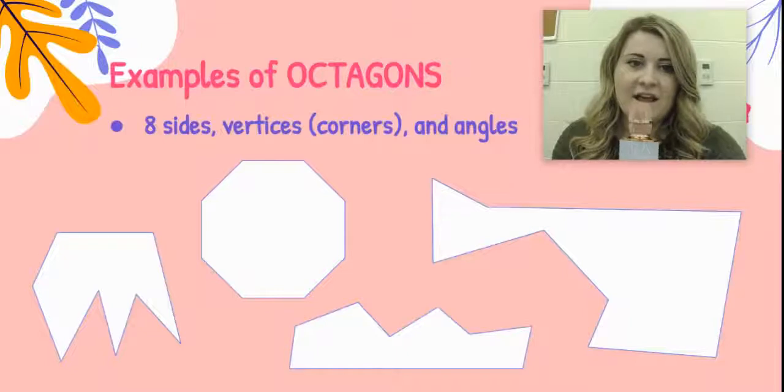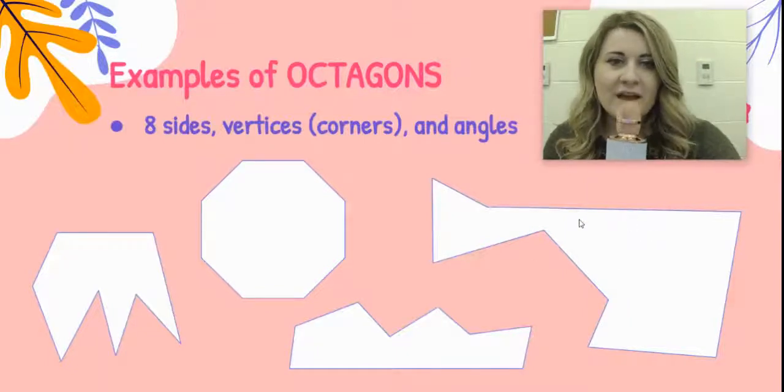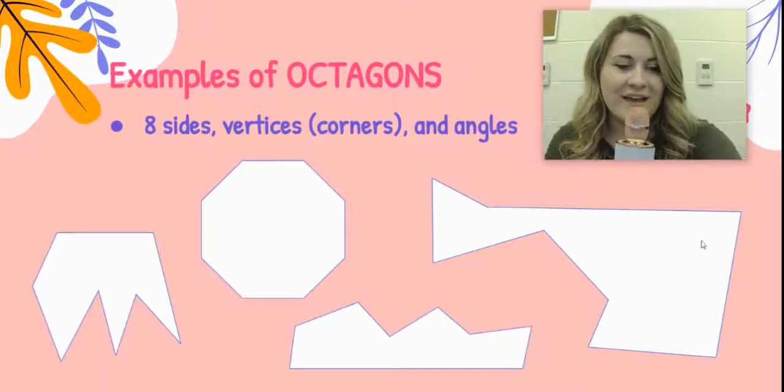That's an octagon. And then this one is huge. That's okay. We're just counting the sides, okay? Let's start up at the top right here. 1, 2, 3, 4, 5, 6, 7, and this little one right here makes it 8.